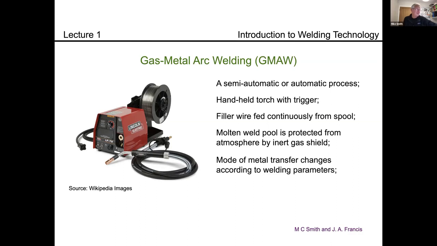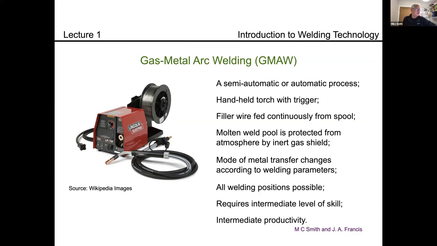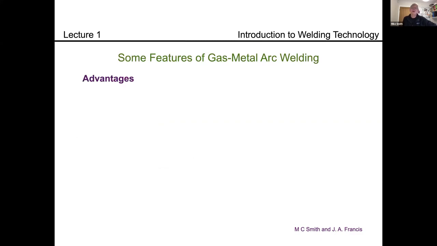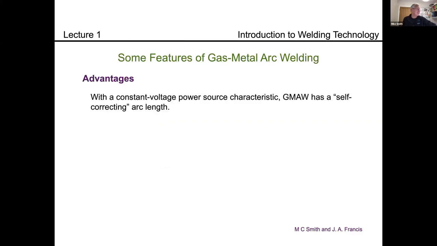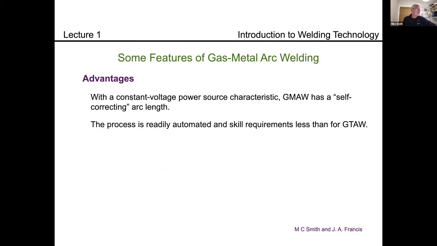So this is something where the way metal transfer from the filler wire to the weld pool takes place changes according to the welding parameters. You can do this in pretty well any welding position, and it does require some skill. And it's got an intermediate productivity. I'll show you a picture of it. It's got a power source that allows it to self-correct its arc length. I won't go into that. It's easily automated, and it's actually less complex than gas tungsten arc welding, which is why it's very popular. This is probably the sort of thing that people buy to weld their cars.